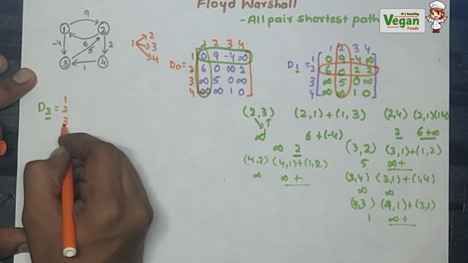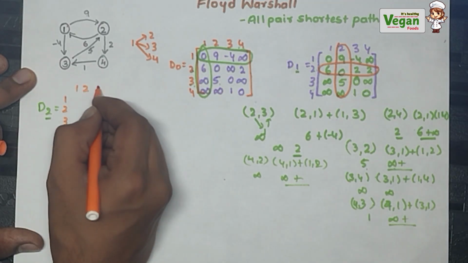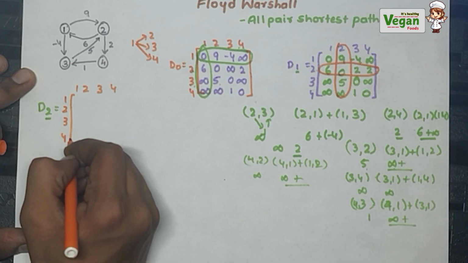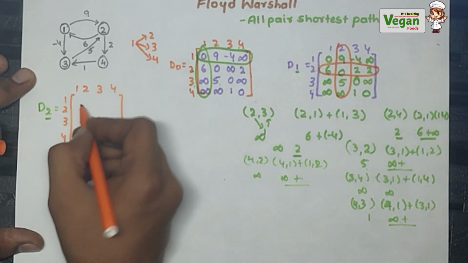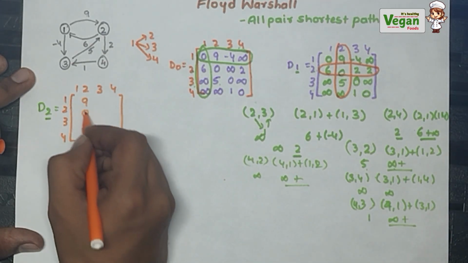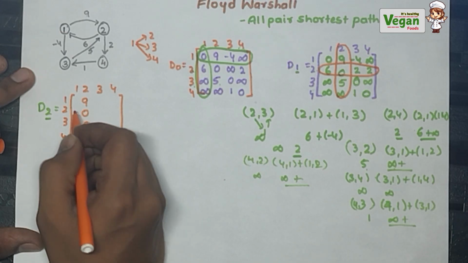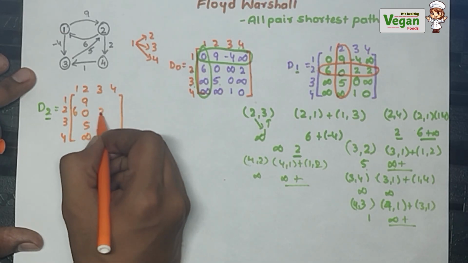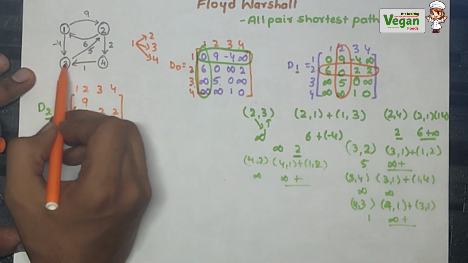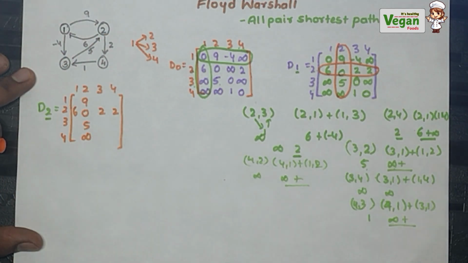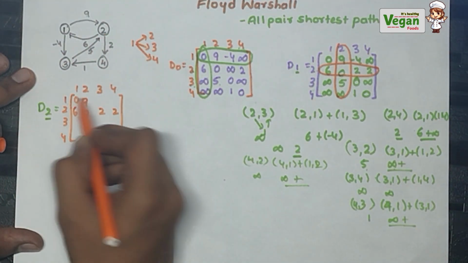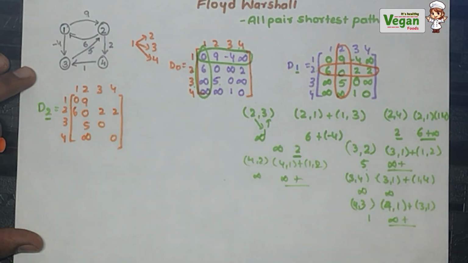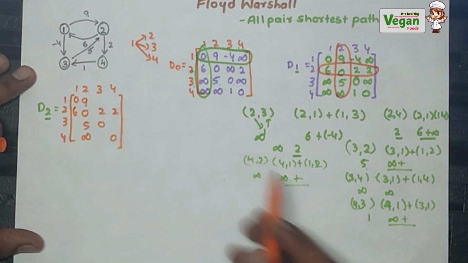1, 2, 3, 4. 1, 2, 3, 4. So second column is 9, 0, 5, infinity. Second row is 6, 0, 2, 2. And since all the vertices are not having the self loop, all the diagonal elements will be equal to 0.